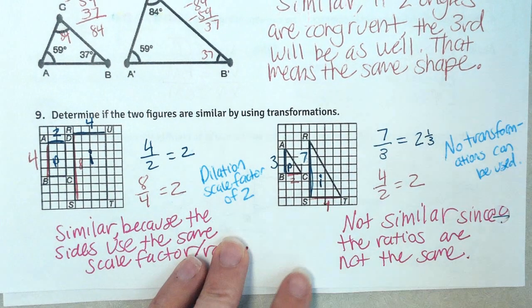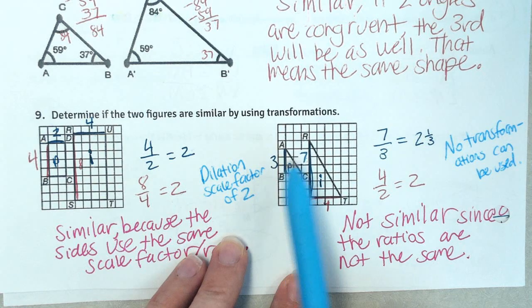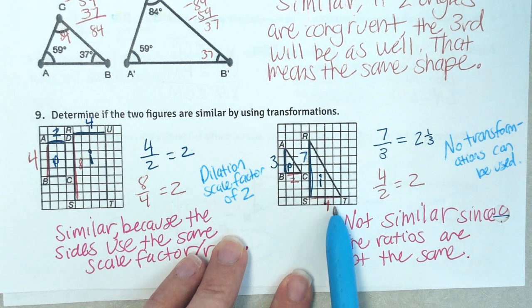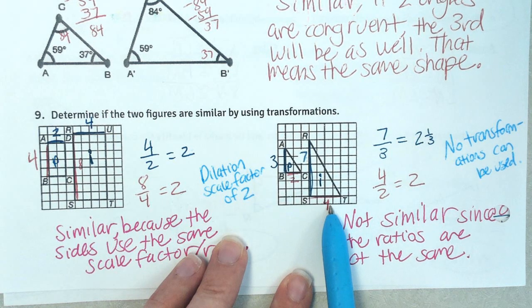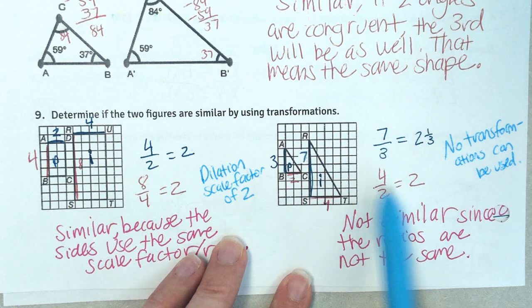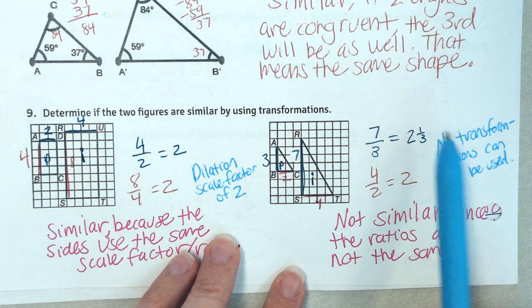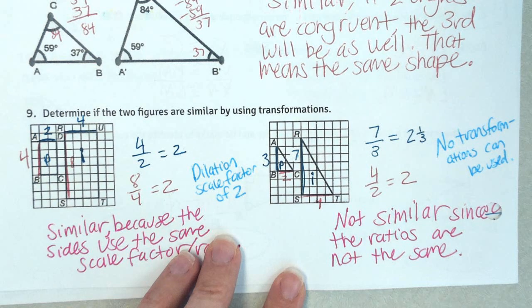On the next one, if I count, this one was 7, this one was 3. So I did 7 over 3. So since I started with the bigger one, I have to start with the bigger one on the other one. And this side was 4 when I counted, this side was 2. 4 over 2 is 2. Since the ratios are not the same, they are not similar.